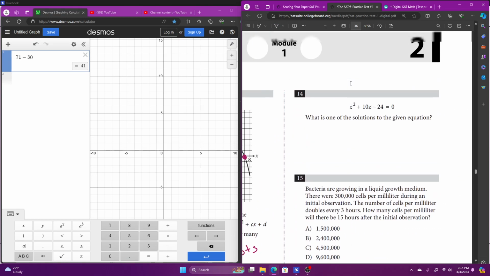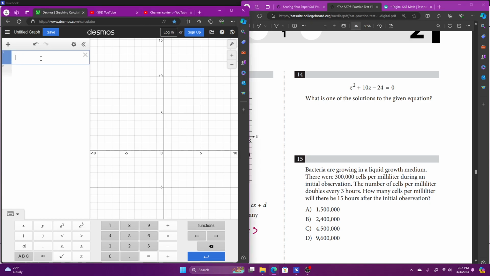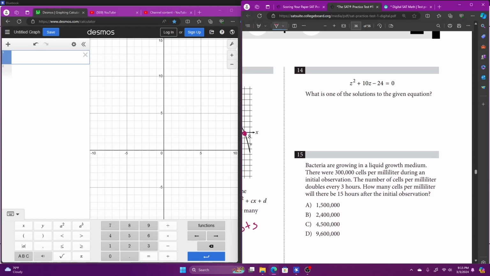And moving on to question 14. What is one of the solutions to the given equation? So right here, there's a couple of different ways you can put this in. I'm just going to treat this like a coordinate plane, like a quadratic equation. I'm going to think of it as y equals, instead of z, I'm thinking x squared plus 10x minus 24.